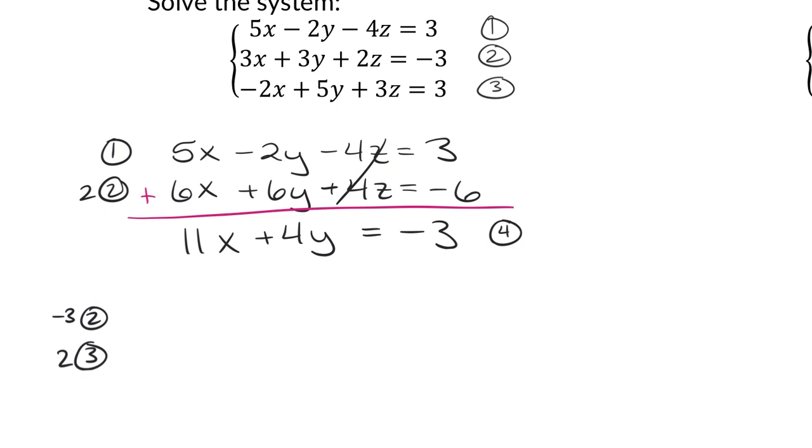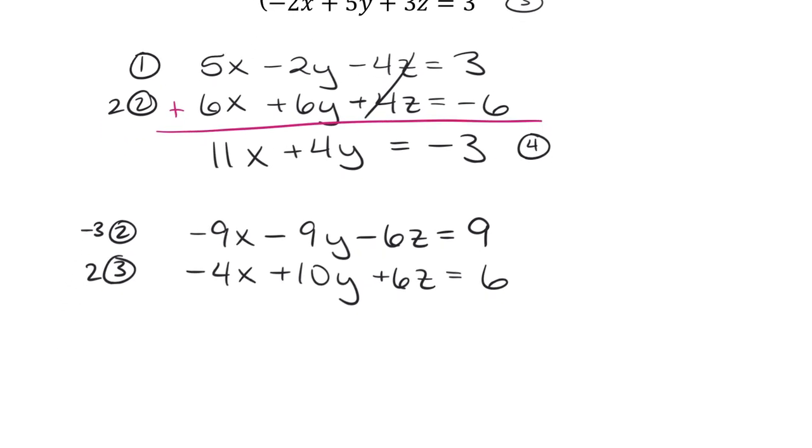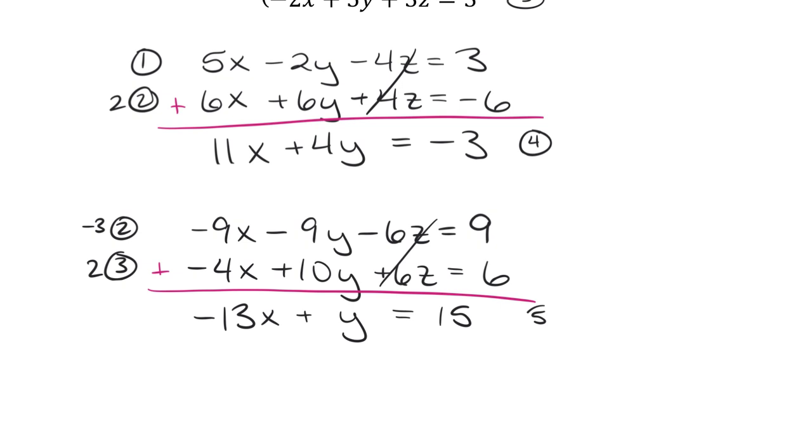If we do this, we'll end up with opposite like terms in the z's, meaning we'll have negative 9x minus 9y minus 6z equal to positive 9 for the second equation, and negative 4x plus 10y plus 6z equal to 6 for the third equation. Okay, we eliminate those z's. Get rid of them. We don't want to work with them anymore. We end up with negative 13x plus 1y, cancel out, equal to 15. This is now equation 5.